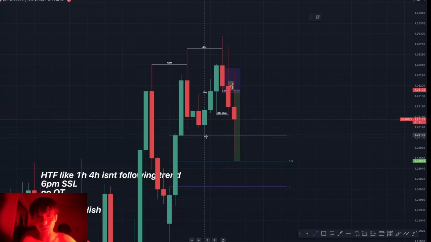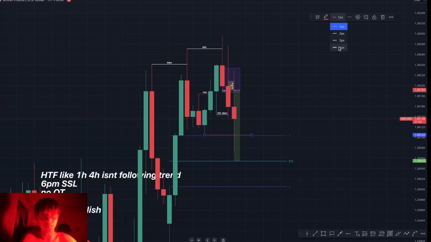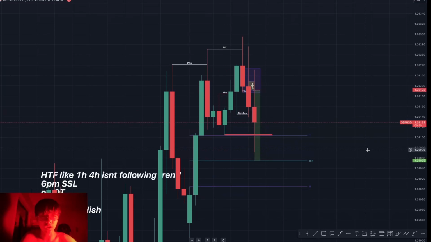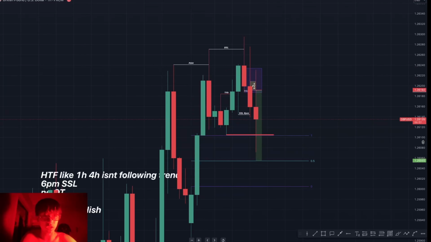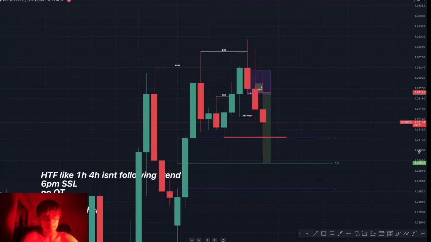If we can close below this red line right here, giving us a 1 hour break, then I think it's going to go super far down. But if it doesn't, I don't really see it rallying any. If it doesn't break structure, then I don't see it rallying bearish any longer. But let's just see how it plays out.